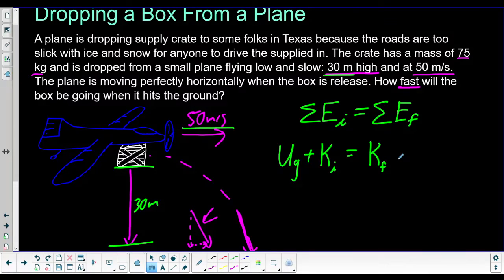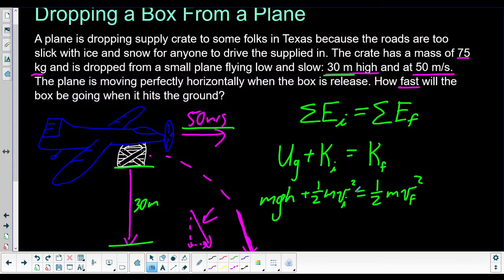Okay, now let's go through these equations, substitute the equations we know for them, and then plug in some numbers. So gravitational potential energy is mass times gravity times height. Kinetic energy is 1/2 mass times velocity squared, equals kinetic energy, which is still 1/2 mass times velocity squared. This is the final velocity. This is our initial velocity.